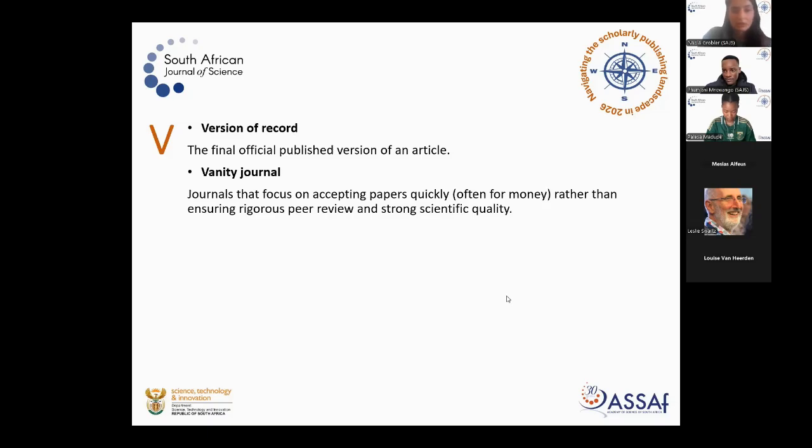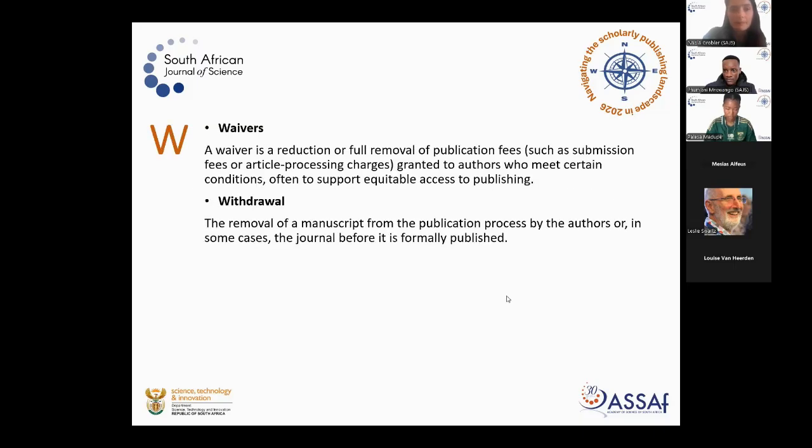Vanity journals are journals that focus on accepting papers quickly, often for money, rather than ensuring rigorous peer review and strong scientific quality. A waiver is a reduction or a full removal of publication fees, such as submission or article processing charges, granted to authors who meet certain conditions, often to support equitable access to publishing.